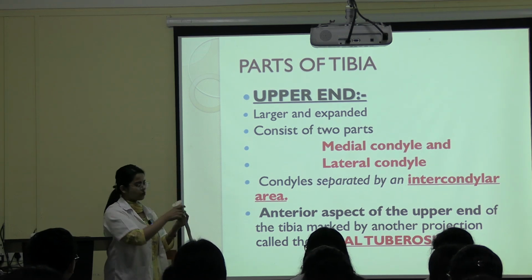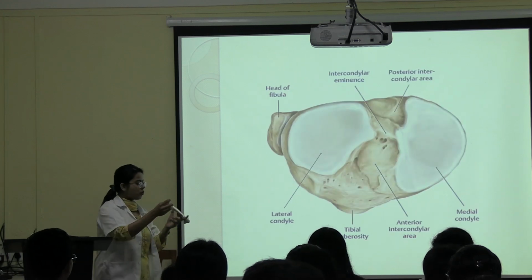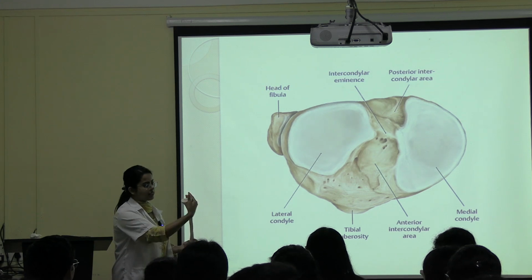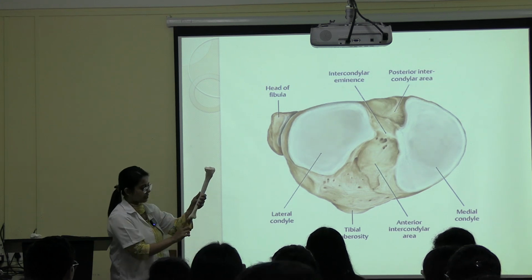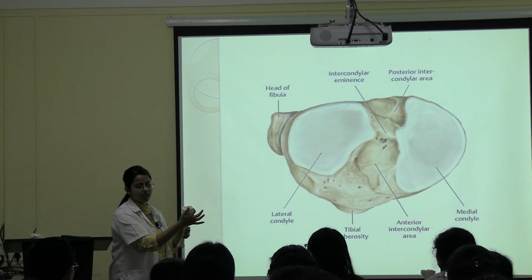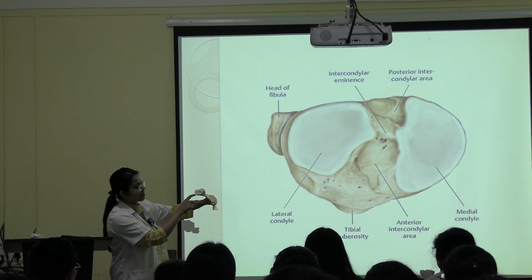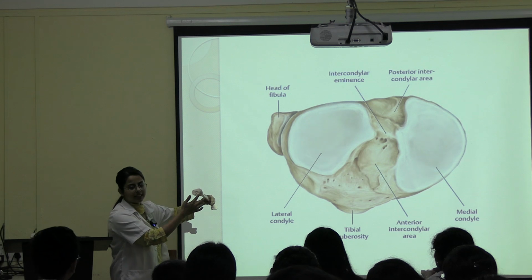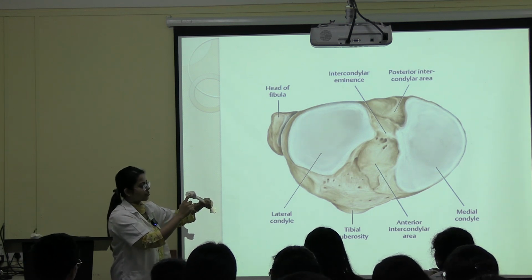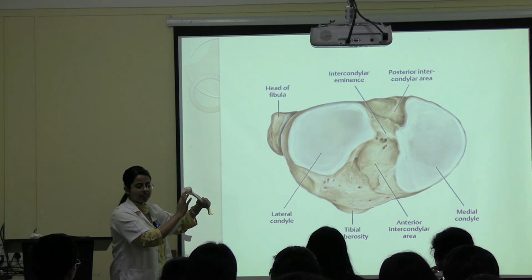Upper end, as you can see here, these two are condyles. This is the medial condyle and this is the lateral condyle. See, medial malleolus is present, so this side will be medial. The medial condyle is larger as compared to the lateral condyle. And in between them there is one area which is known as the intercondylar area. Between two condyles, intercondylar area.